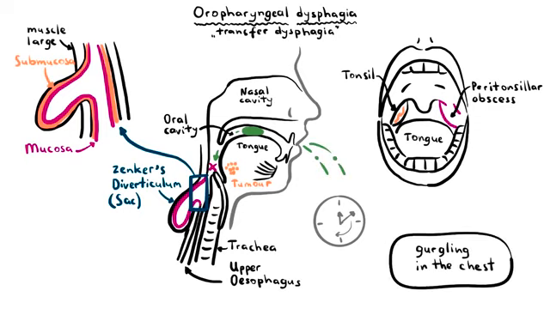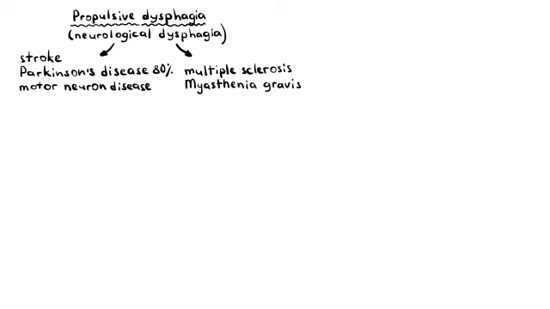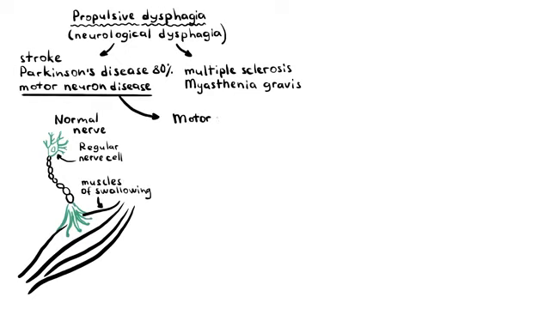The propulsive or neurological causes of oropharyngeal dysphagia include things such as stroke, Parkinson's disease, motor neuron disease, multiple sclerosis, or myasthenia gravis. 80% of patients with Parkinson's disease develop oropharyngeal dysphagia. Motor neuron disease is a neurodegenerative disease affecting the motor nerve fibers, resulting in muscle weakness and atrophy. Studies have shown that the mechanism of dysphagia is due to progressive degeneration of the corticobulbar pyramidal fibers that control the swallowing center.